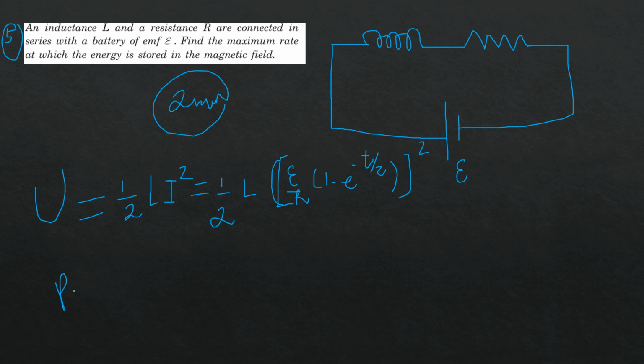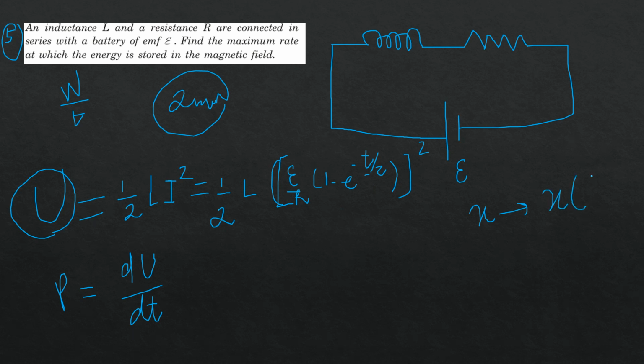Rate means power. Power is what? The rate. You can write it as du by dt. Power is the rate of change of energy. You can say work by time, but here it is changing, and that's why I wrote du by dt. Why not just w by t? Because u is a function of t. When x is a function of t and it is changing with respect to t also, then I write it as dx by dt.